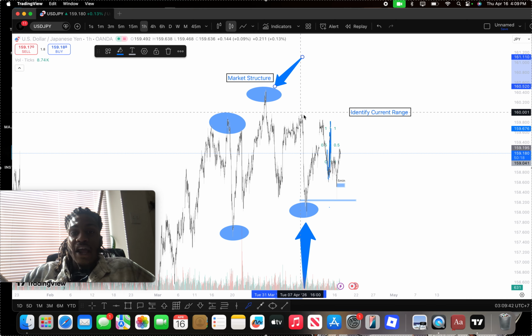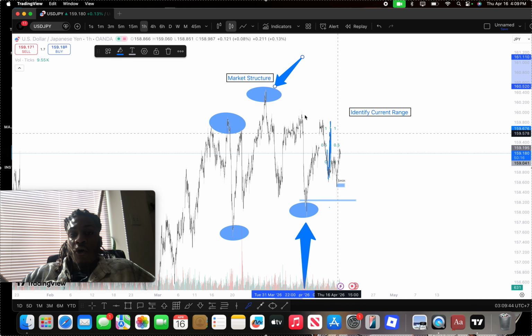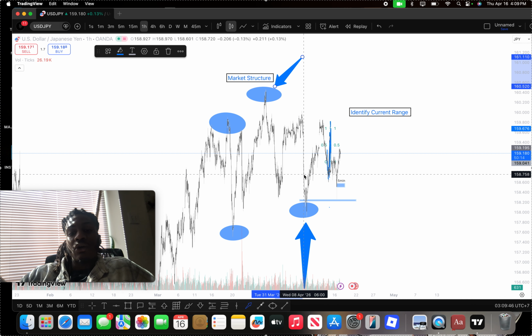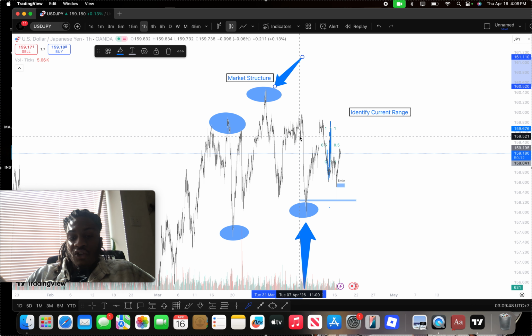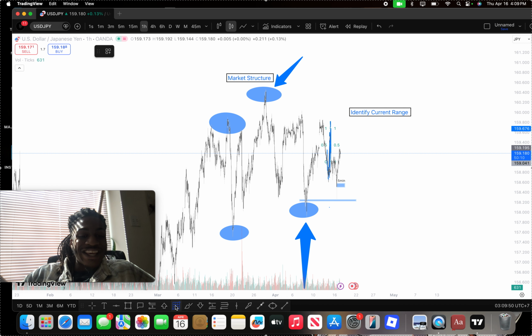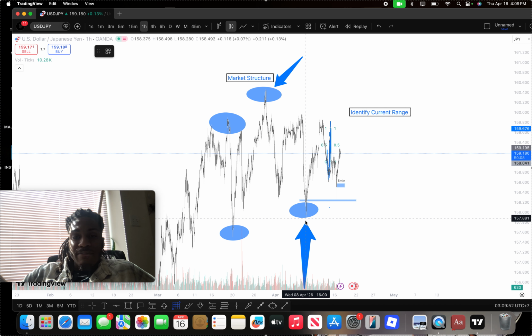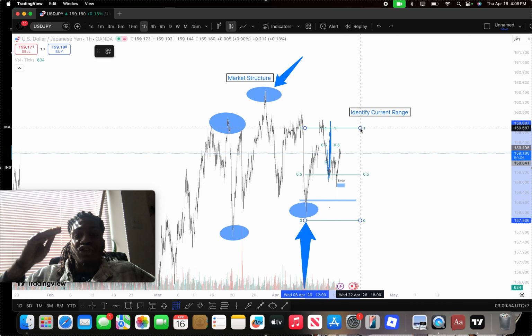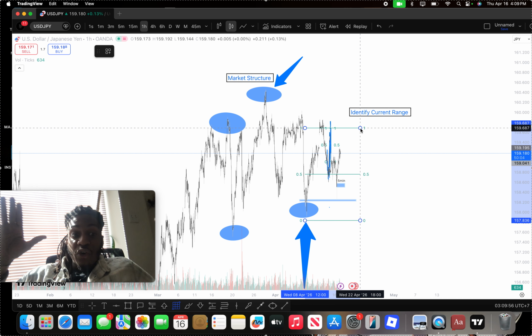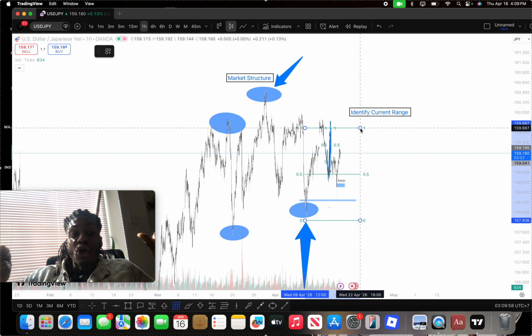There are other highs and lows like this one in the center and all this stuff, but that's not the highest high and lowest low. So once you have the highest high and lowest low, you're then going to take this tool called the Gann box. And what the Gann box does is it's basically going to divide our current range in half so we know where to look for trade setups.